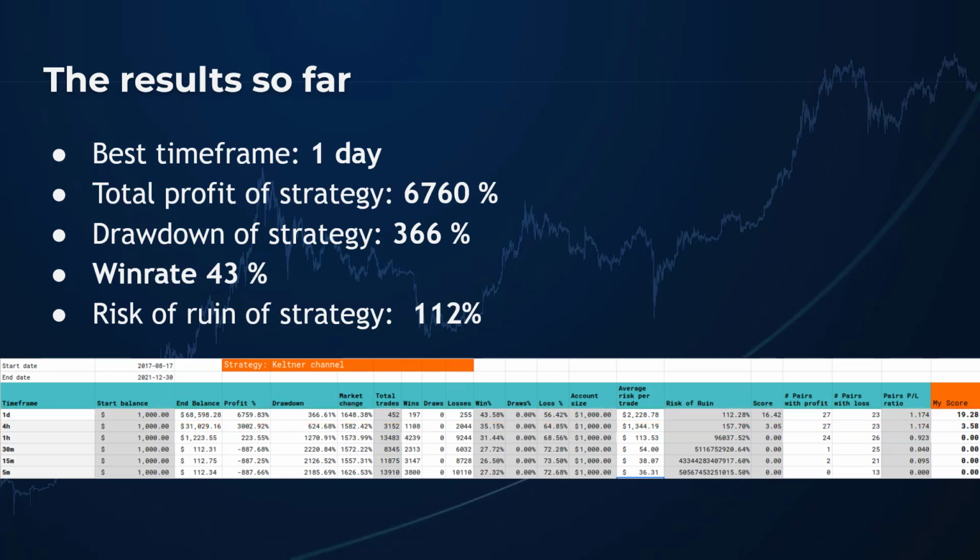Let's see what we can do when trying to find the optimized parameters for the indicators, stop loss and take profit points.